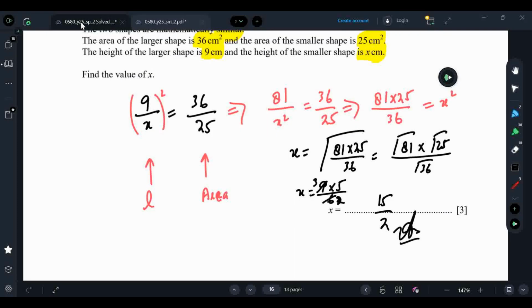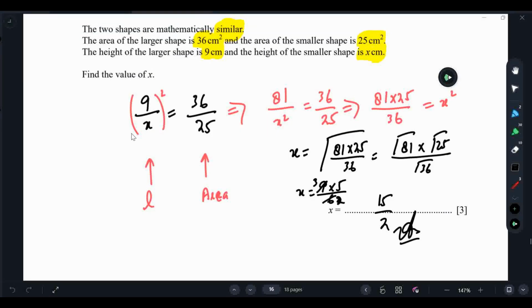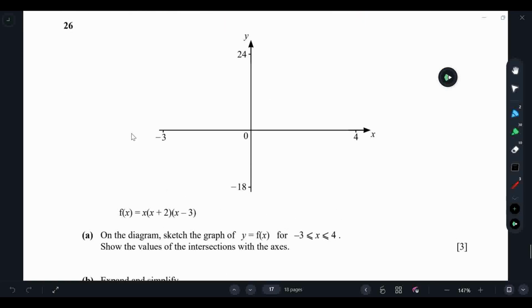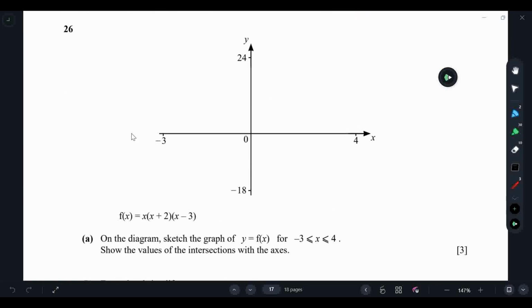Let's move to question number 26. Now in question number 26, we can clearly see that the graph is given to us. On the diagram, sketch the graph of this. Show the values of intersection with the x-axis.